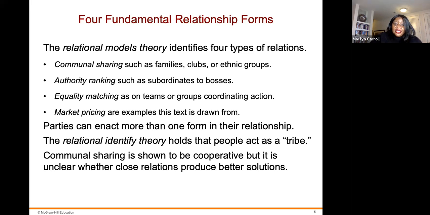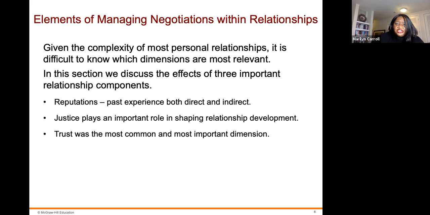So the relational identity theory holds that people act as a tribe, and I totally agree with that. Communal sharing is shown to be cooperative, but it is also unclear whether close relations produce better solutions. I'm talking about this whole communal thing this weekend. And so, in managing negotiations within relationships, given the complexity of some or most personal relationships, it's difficult to know which dimensions are most relevant. In this section, we discuss the effects of three important relationship components: reputation, past experience, both direct and indirect, and justice plays an important role in shaping relationship development. Trust was the most common and the most important dimension of relationships and negotiations.